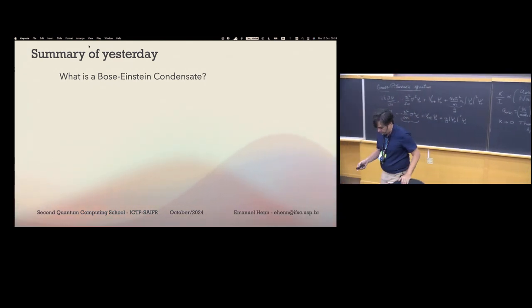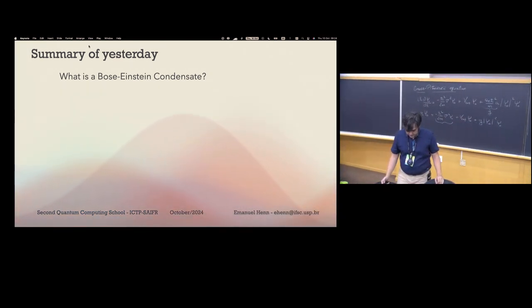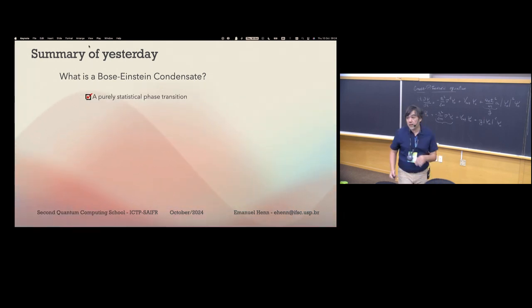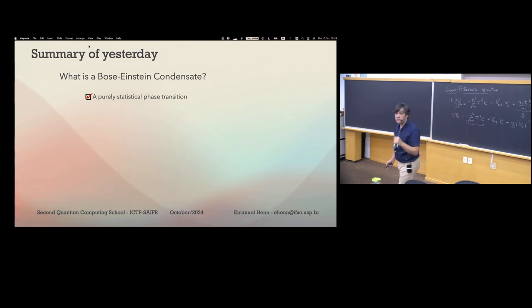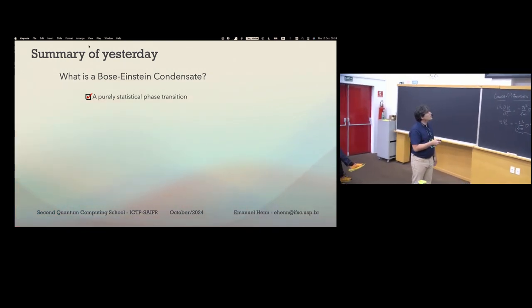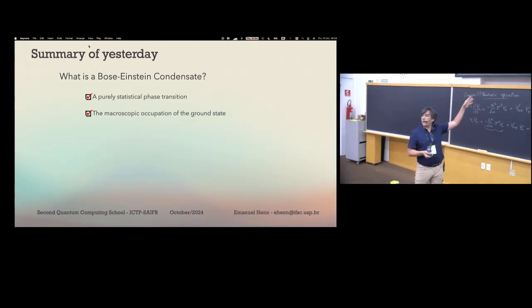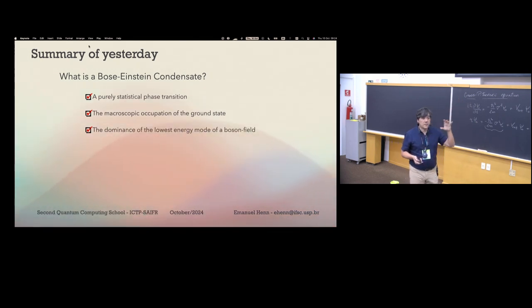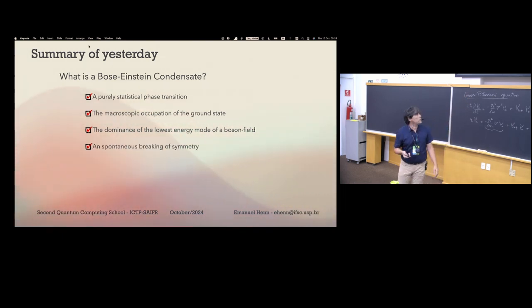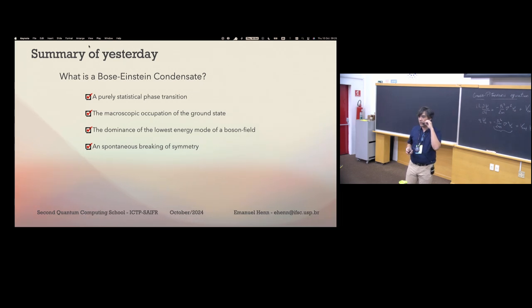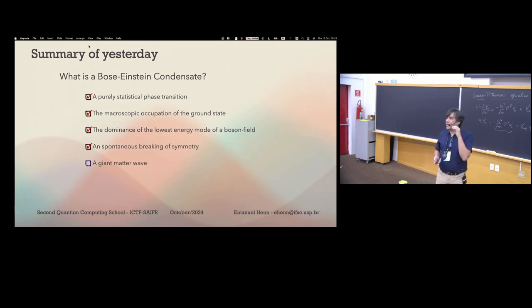So just a reminder of what we did yesterday. I told you that a Bose-Einstein condensate, actually ChatGPT told us, no? It was my second slide. That it's a purely statistical phase transition. It's the macroscopic occupation of the ground state. This I think I've showed you. I think I have convinced you of this. It's the dominance of the lowest energy mode of a boson field. It's a spontaneous breaking of symmetry. I think you all see this because I'm really piling up particles in a single mode, so I'm breaking the symmetry of my system. But ChatGPT said that this was a giant matter wave.